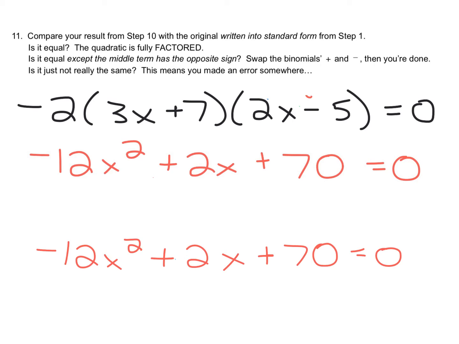The other option is that it's not really the same at all, in which case you made a mistake. This last note here just says, is it not really the same at all? Like if you compare these and just this middle term sign is the same, you can just switch those signs in the binomials and you'll be good. But if it's more than that, if something's just off, it could just be that you made an error somewhere and you've got to rework the problem. Sometimes finding your error is possible, but sometimes it's just easier to go back and start again.